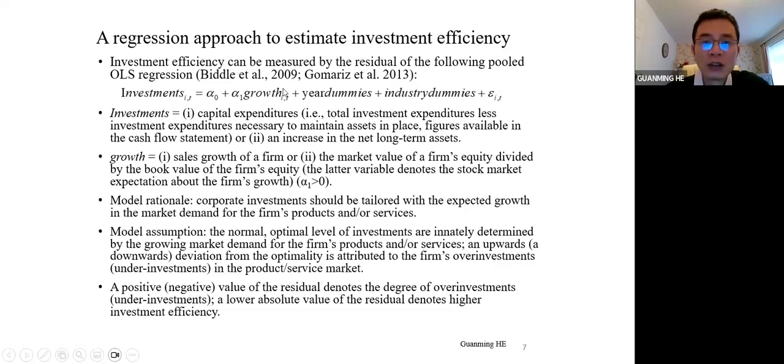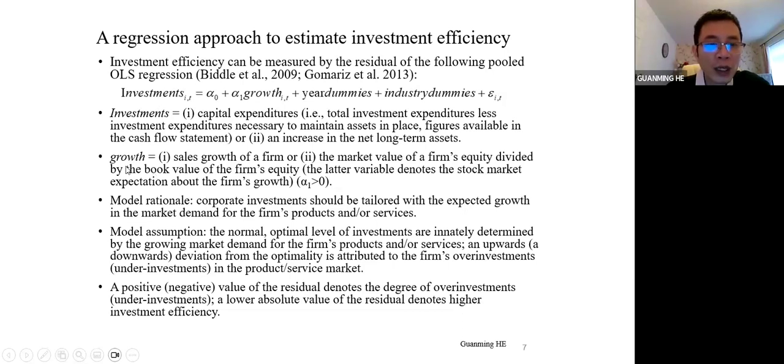And on the right-hand side of the regression, we control for the innate determinants of the investment. As I mentioned just now, the company's products need to meet the market demand. If the market demand for the company's products keeps growing, then the company will have more investment opportunities. So the company's investment level should be fundamentally determined by the company's growth prospect, which represents the market demand for the company's products. If this growth is higher, then investment levels should be high.